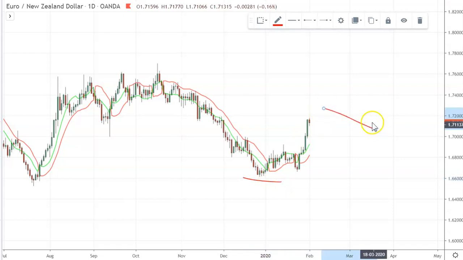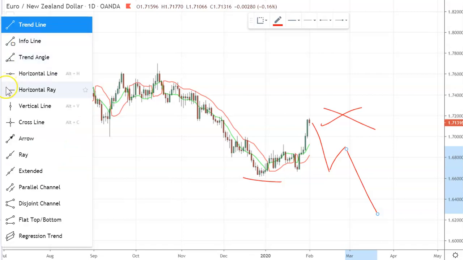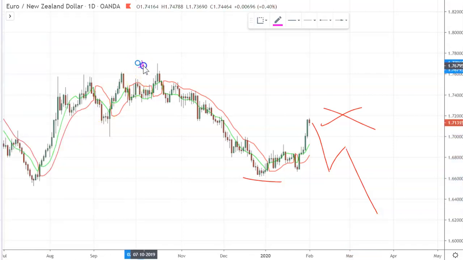Here we have the same scenario on the Euro New Zealand, provided the New Zealand and Aussie dollars continue to weaken. Bearing in mind we can get a little pullback, I'm expecting more of the same down here, and this is not a reversal by any means of the imagination as far as I'm concerned.